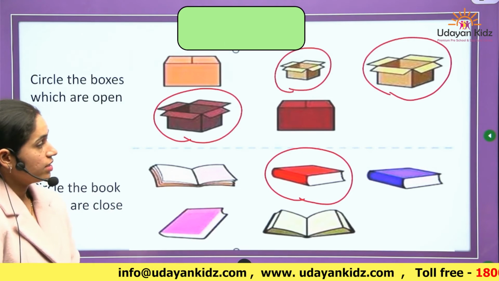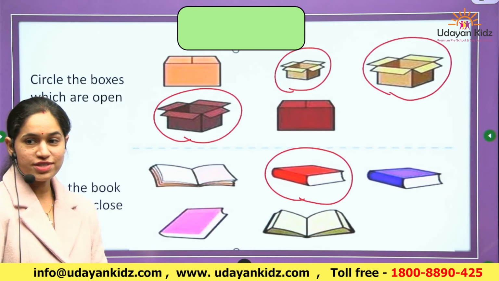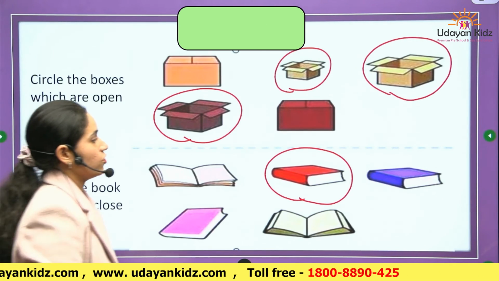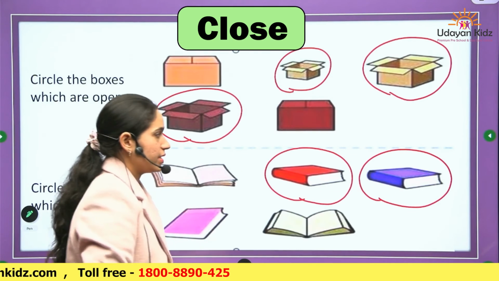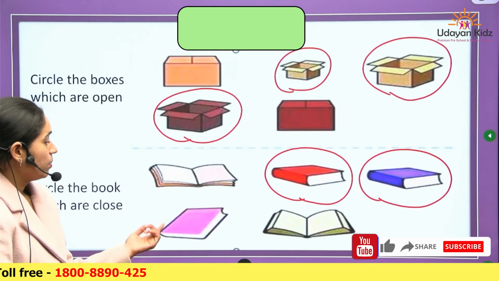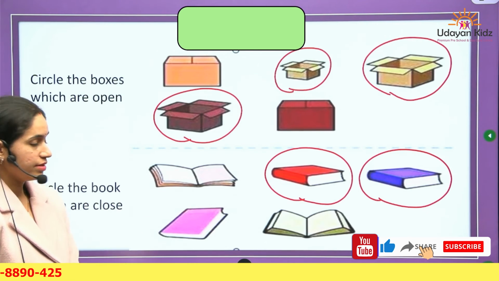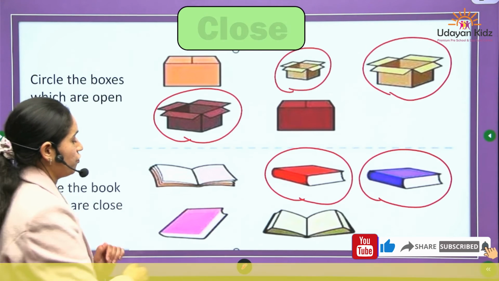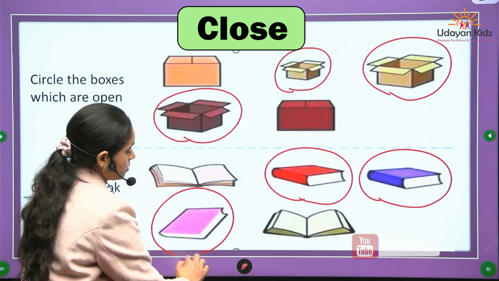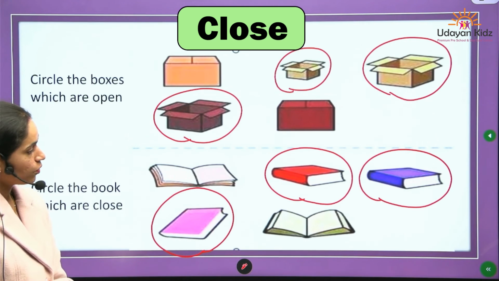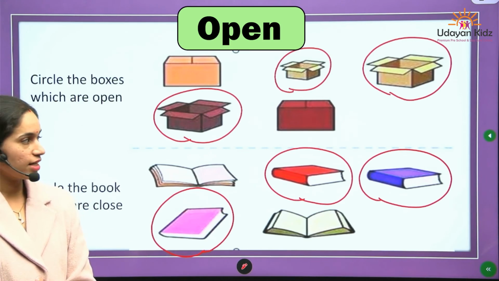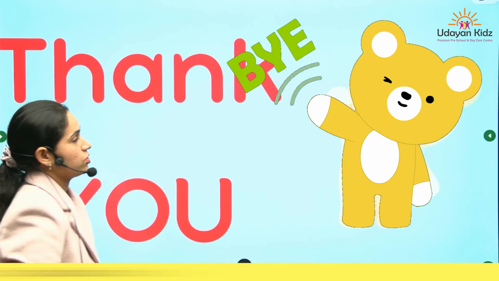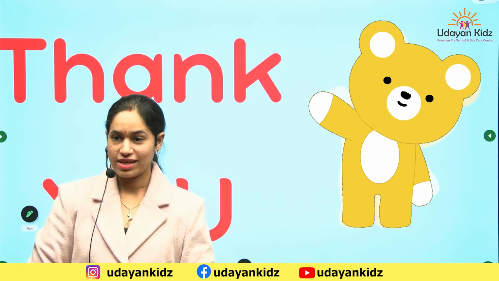Now, tell me, is the third book open or close? Close. So, we will circle this book. Now, tell me, is the book closed or open? Close. So, we will circle this book. Now tell me, is the book open or close? Open. So, we will not circle it. So, I hope the concept is clear.